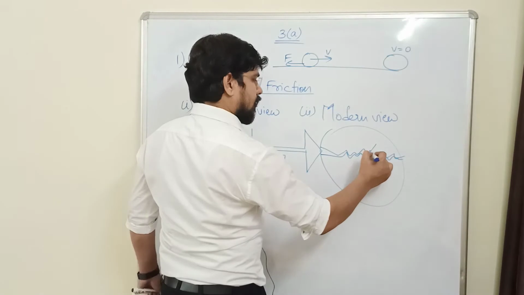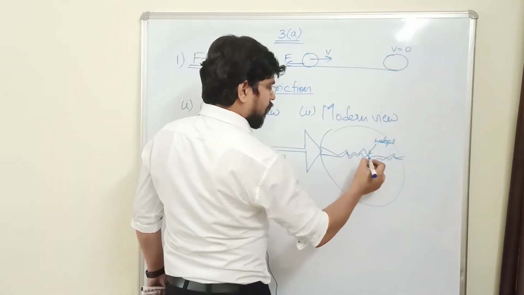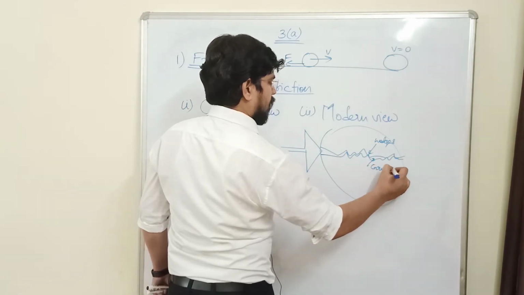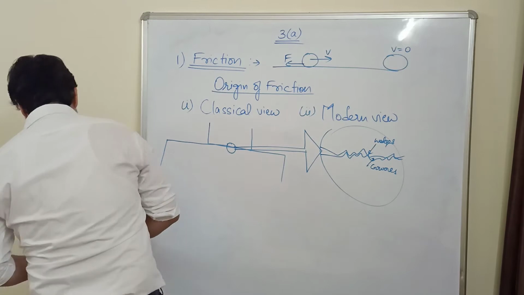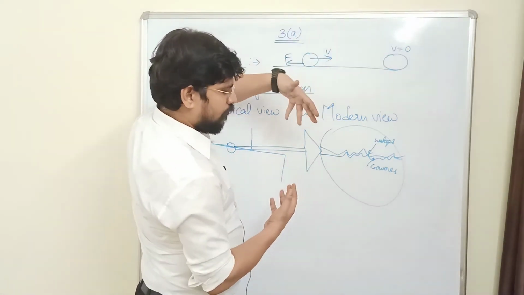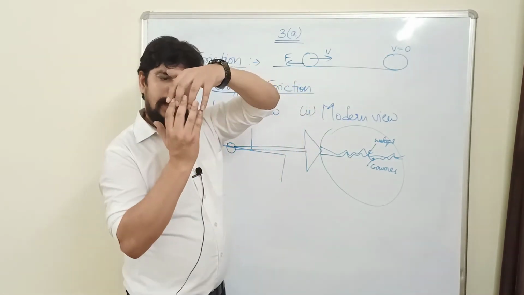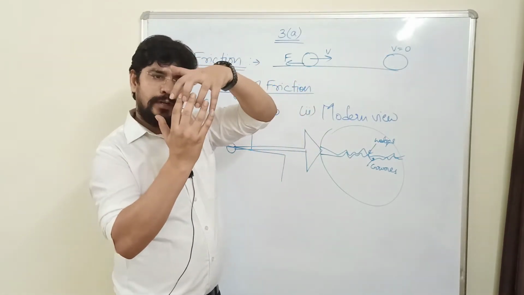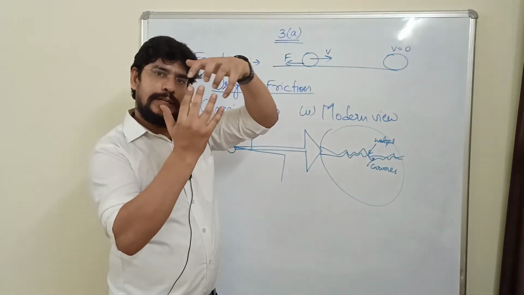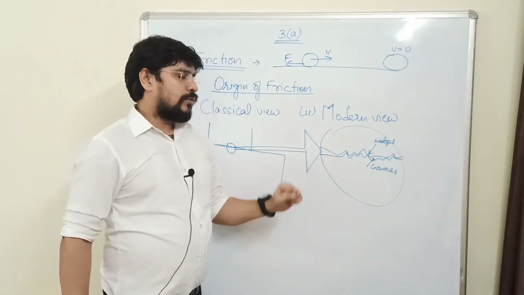There are wedges and grooves. These wedges and grooves of the object interlock with the surface below, and as one surface tries to move over another, these wedges and grooves create friction, they create resistance in motion. That is the cause of friction according to the classical view.